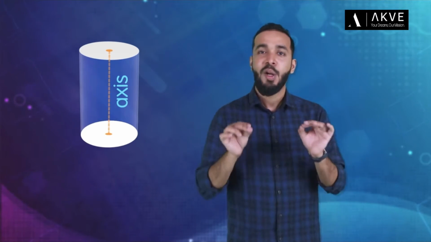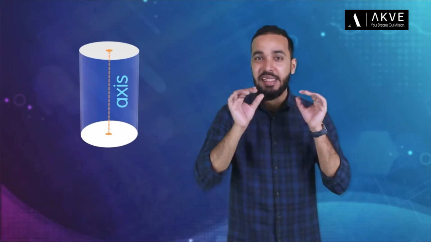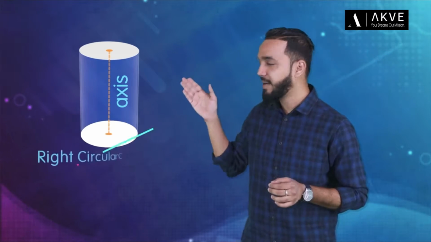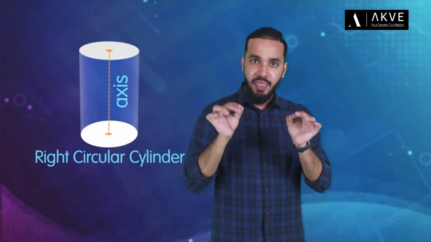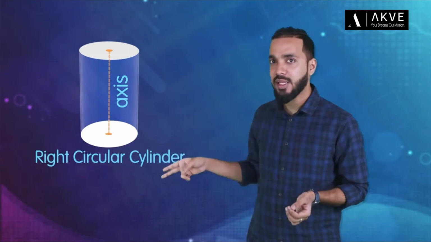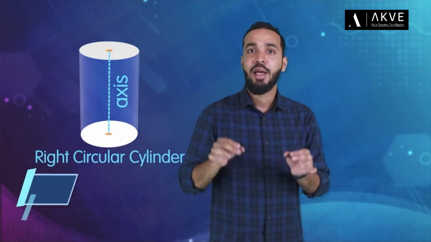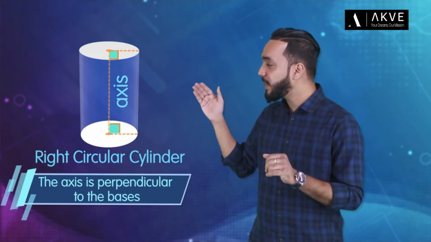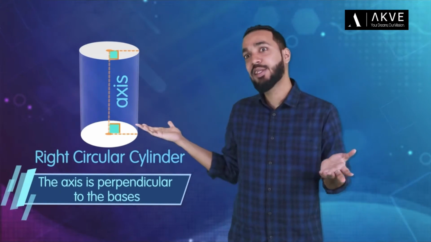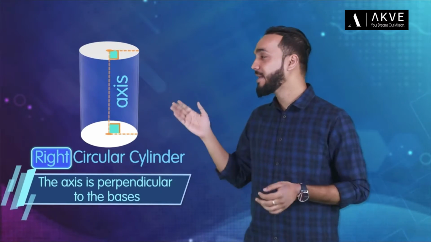In this chapter, we'll be discussing only a special type of cylinder called a right circular cylinder. Now, in this type of a cylinder, the axis or the line joining the centers of the two bases is perpendicular or at right angles to each of the bases. Hence the name right circular cylinder.